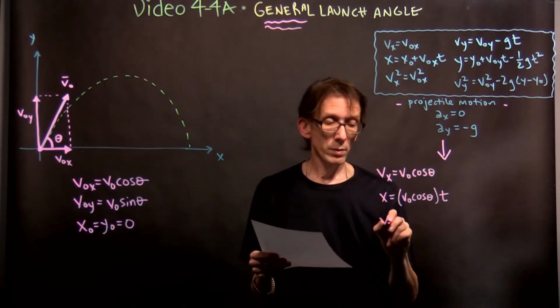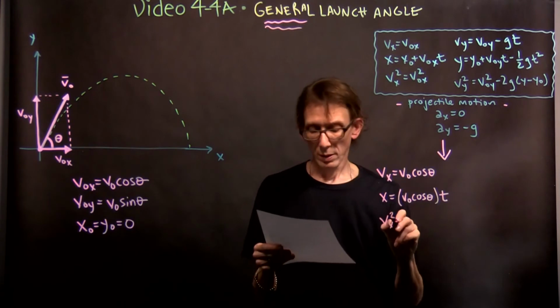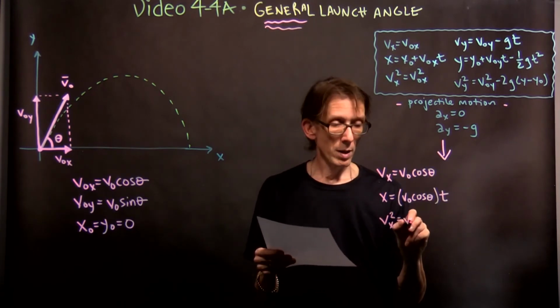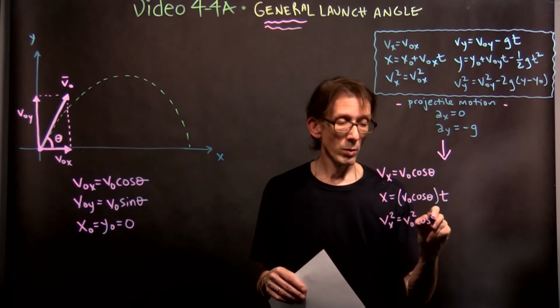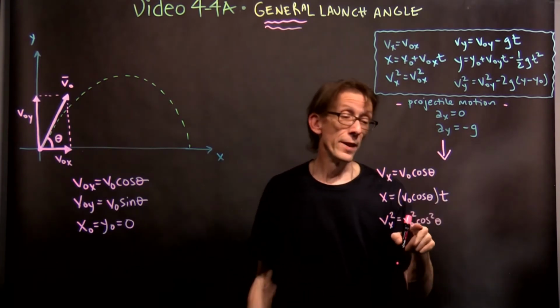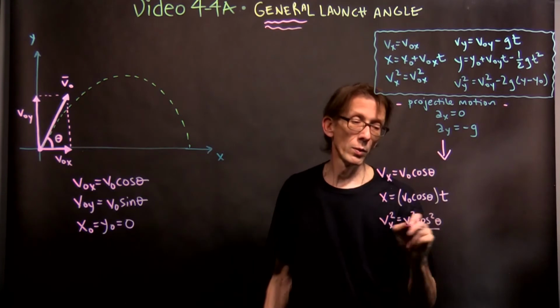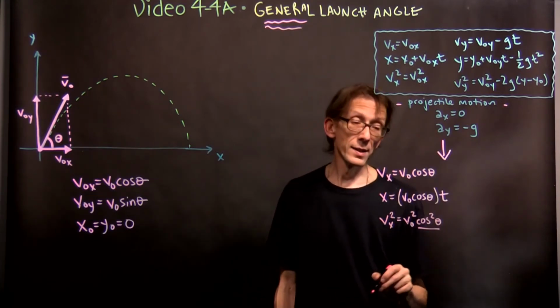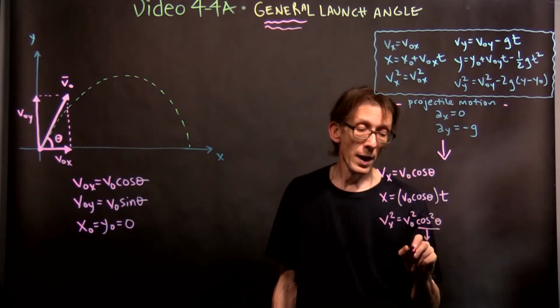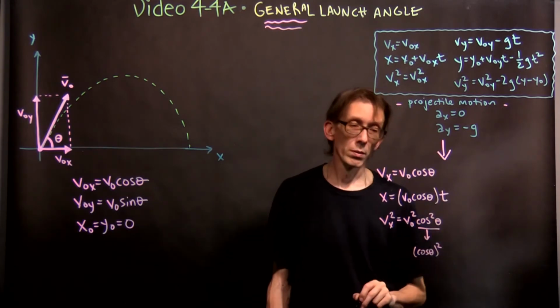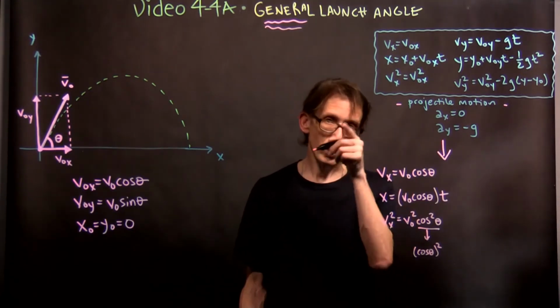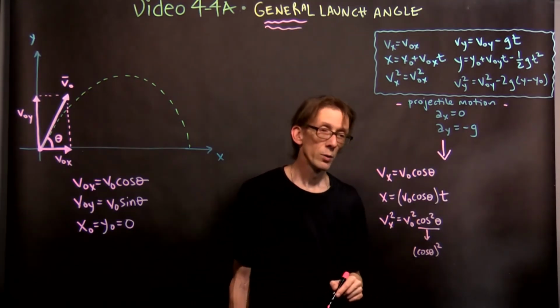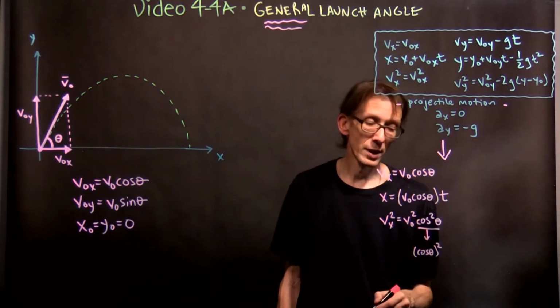Vx squared equals v naught squared cosine squared theta. Oh, by the way, this here, when you see that, that is the same as cosine theta all squared. We don't write it cosine theta squared, we write it cosine squared of theta. Okay, we put the exponent right there. It's the same thing.